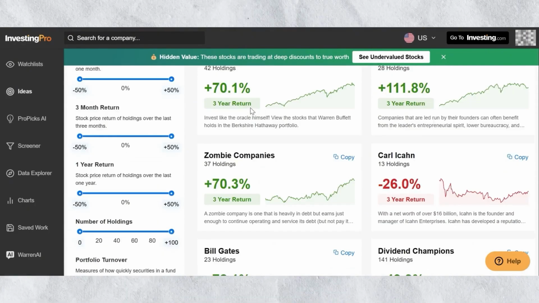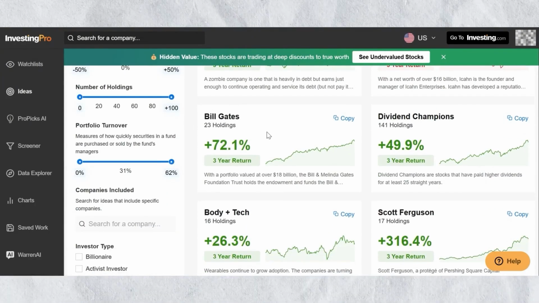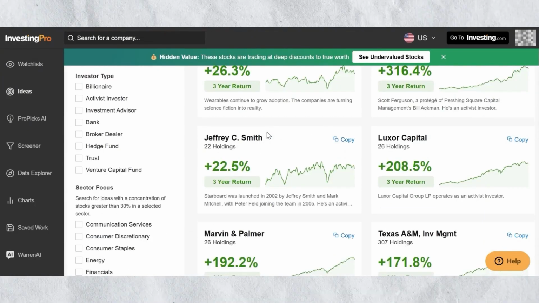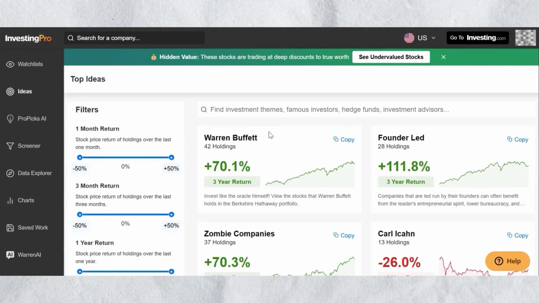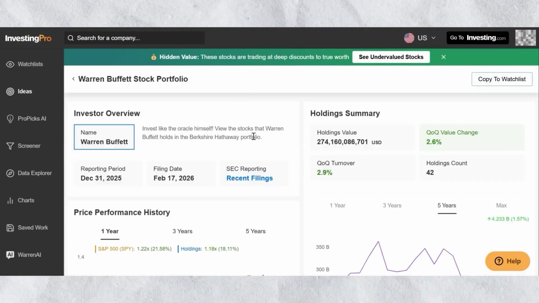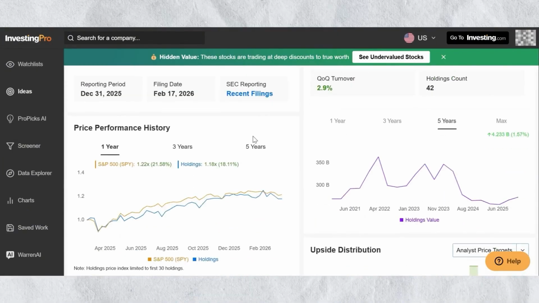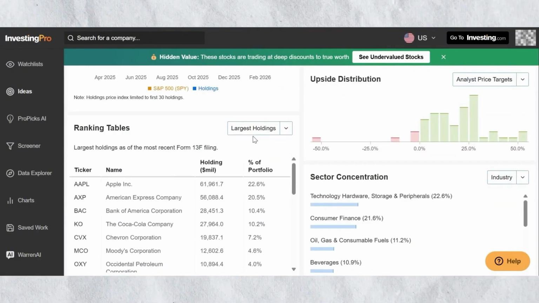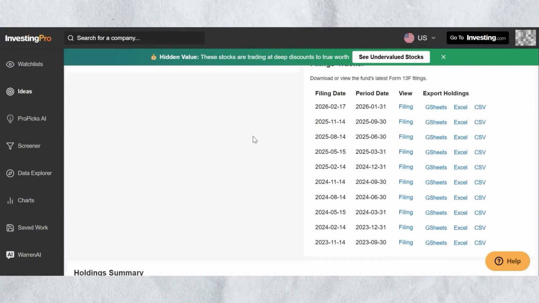InvestingPRO shows you the actual portfolios of the world's most famous investors: Warren Buffett, Bill Gates, Ray Dalio. You can see exactly which companies they have their money in, which sectors they're betting on most heavily, and how they've performed over the last year or the last 3 or 5 years.